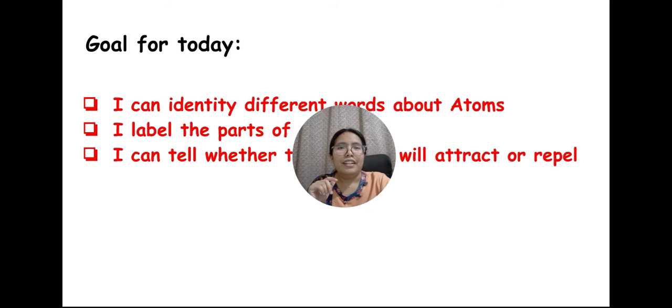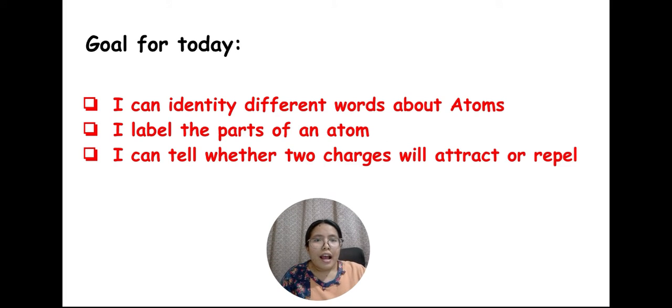Okay? So, let's see if we have reached our goal for today. I can identify different words about atoms. So, ang dami nating natutunan about atoms. Yung atoms bilang building blocks. Sila din yung mga tiny objects. Ang atoms may protons, electrons, neutrons, at nucleus. At yung nag-hold sa kanila, we have the nuclear energy.